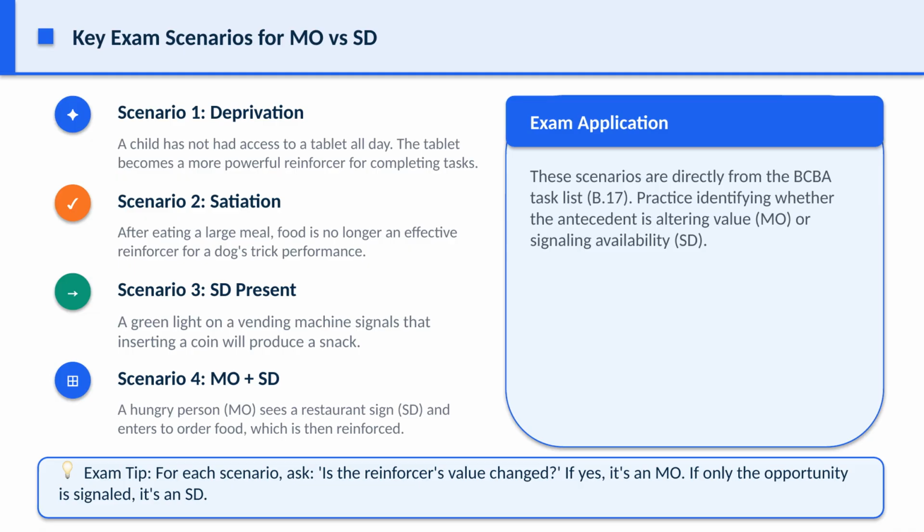Both are present. However, an MO without an SD, like extreme thirst with no water available, means no behavior occurs because the discriminative stimulus is absent. Conversely, an SD without an MO, like a soda machine present but no thirst, also yields no response. For the BCBA exam, you must identify whether a variable alters the value of a reinforcer, MO, or signals the availability of that reinforcer, SD. Practice distinguishing these in applied scenarios.